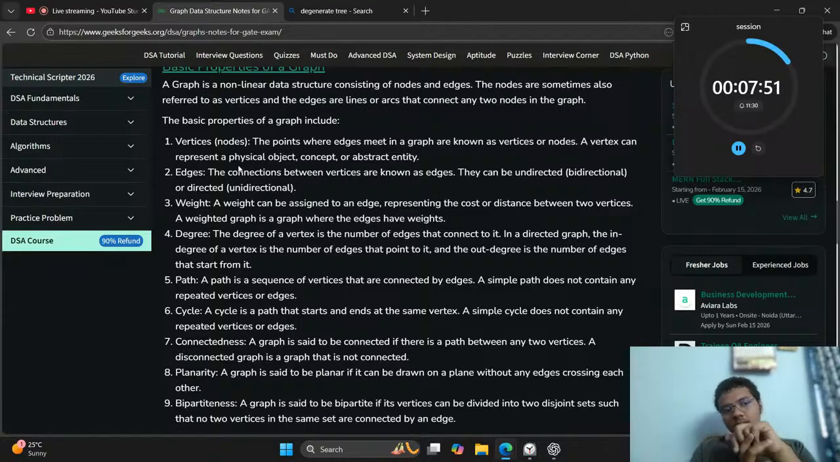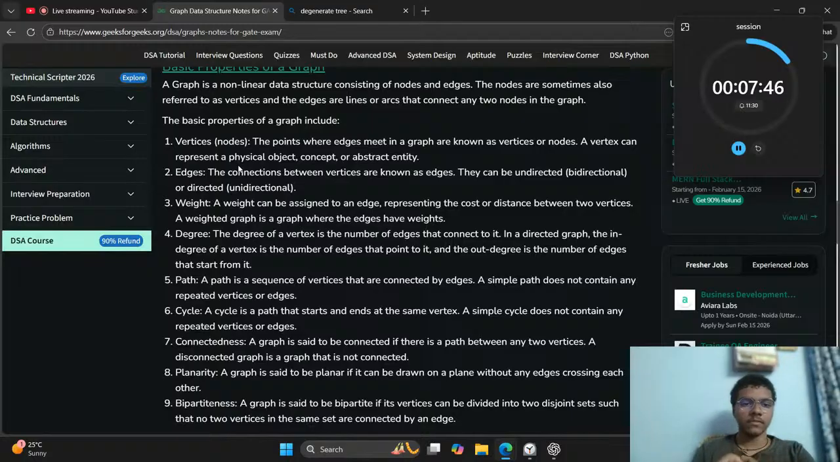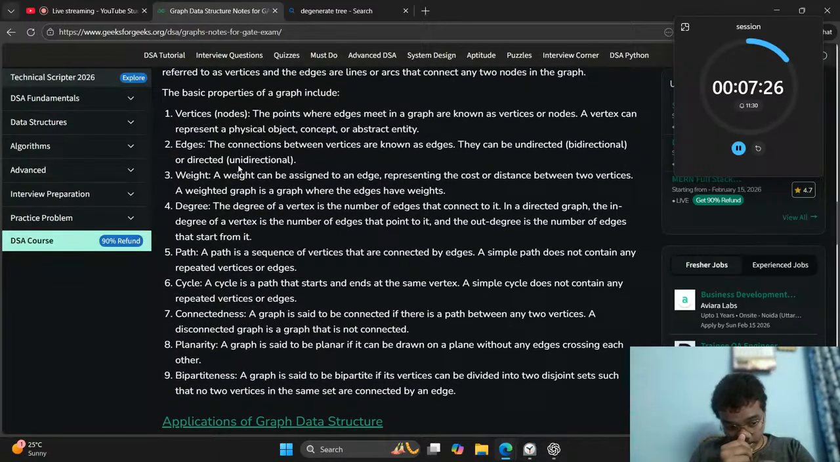A graph is a nonlinear data structure consisting of nodes and edges. The nodes are sometimes also referred to as vertices, and the edges are lines or arcs that connect any two nodes in the graph. The basic properties of a graph include vertices, or nodes. The points where edges meet in a graph are known as vertices or nodes. A vertex can represent a physical object, concept, or abstract entity. For example, in Google Maps, the vertex can be my home or a shop or a school, and the edges are roads. A real world example of a graph would be like that.